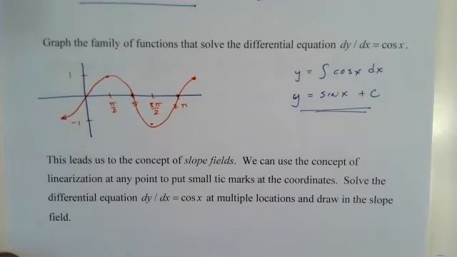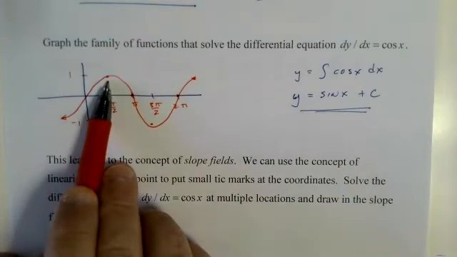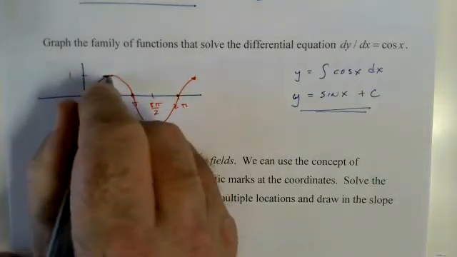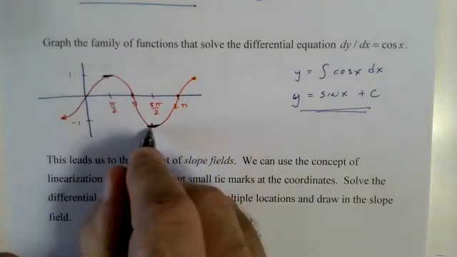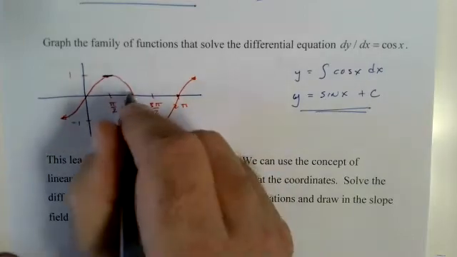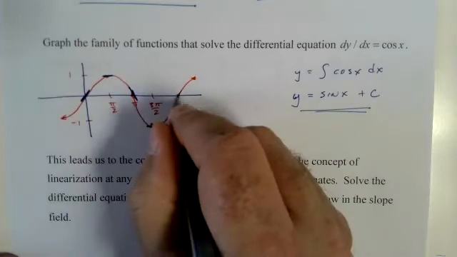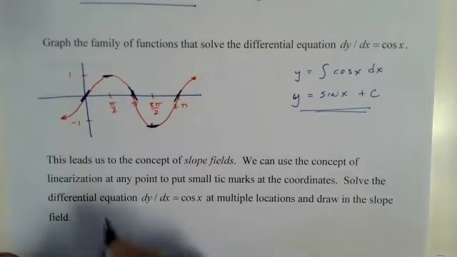Slope fields mean, what's the slope at that point? So we would actually do this. Well, here it's 0, here it's 0. I know I missed the dot. Here it's -1, here it's +1, here it's +1. And we could put in more.